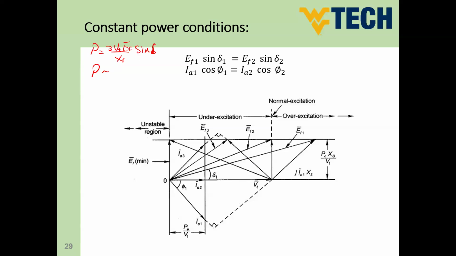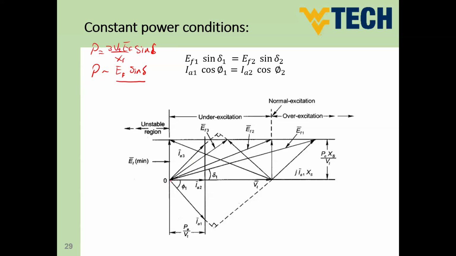So 3 is constant. V terminal is going to be constant for the generator connected to infinite bus. XS is constant for the machine. So we can say power is proportional to EF times sine delta. So if the power is constant, EF sine delta would be constant. Let's see the phasor diagram now and see where is EF sine delta.